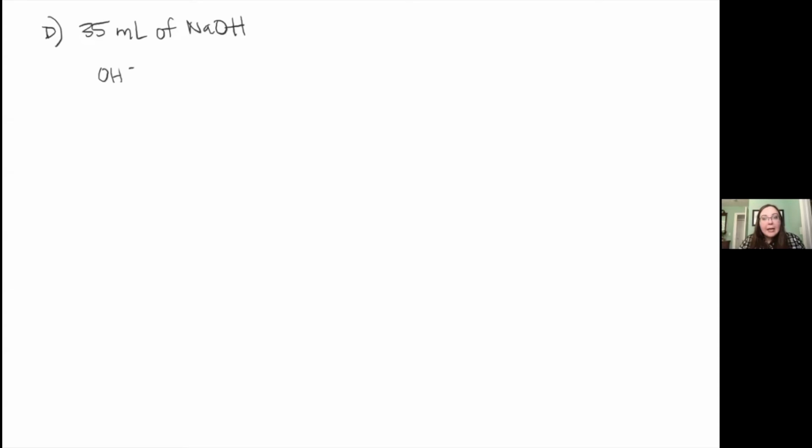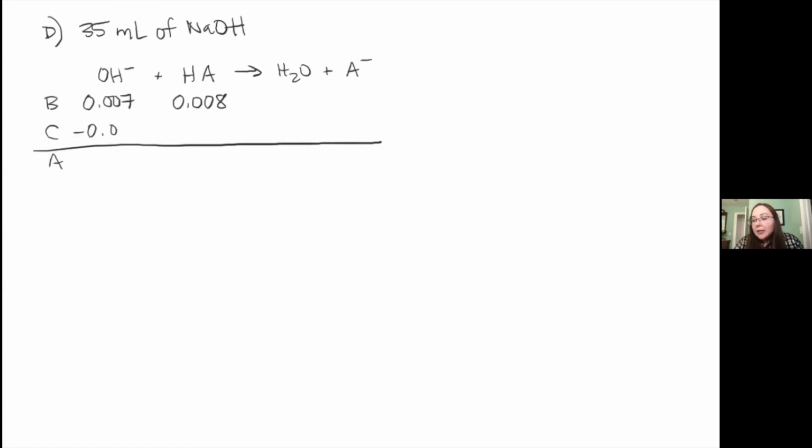How do we know that? We're adding something strong. We always have to deal with a strong thing first. It's going to react with whatever is there. OH minus is our base. It's going to react with the HA. Stoichiometrically, we're going to get water and we're going to get A minus. So again, we were starting with 80 milliliters of 0.1 molar formic acid. So this will be 0.008 moles of our HA. And at 35 milliliters of our 0.2 molar, this is 0.007 moles of OH minus. So again, these react completely. Our base is still limiting.